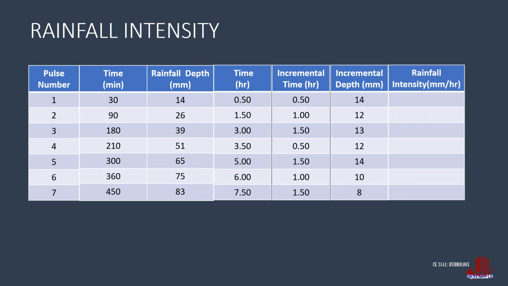Compute for the rainfall intensity by dividing the incremental depth by the incremental time. The first entry is 14 divided by 0.5, giving 28. 12 upon 1 is 12, followed by 13 over 1.5 as 8.67. Then next is 12 over 0.5, which is 24. Then 14 divided by 1.5 is 9.33. The next entry is 10 upon 1, giving 10. Then 8 divided by 1.5 is 5.33.